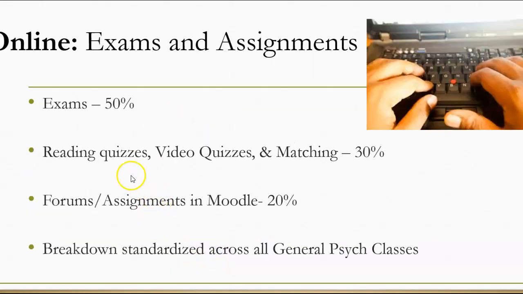And the exams are going to be 50% of your grade. Each are weighted equally. None are cumulative. And the reading quizzes, video quizzes, and matching, those are 30% of your grade. You'll have at least one reading quiz and matching, and then a couple video quizzes. Those are 30%. The written assignments are the forums, discussion forums, and assignments. Those are 20%. And this is going to be standardized across all general psych classes for the online sections.